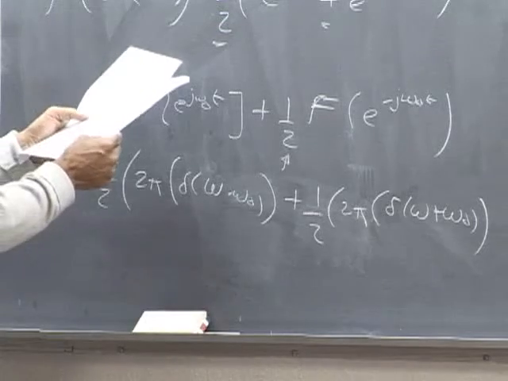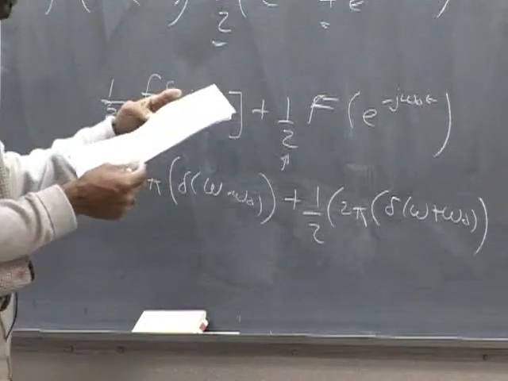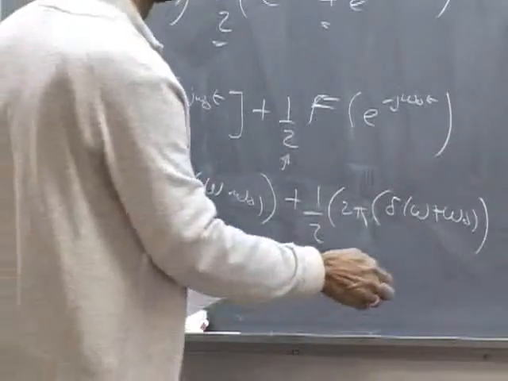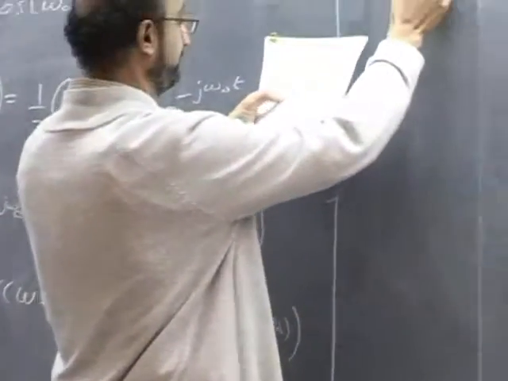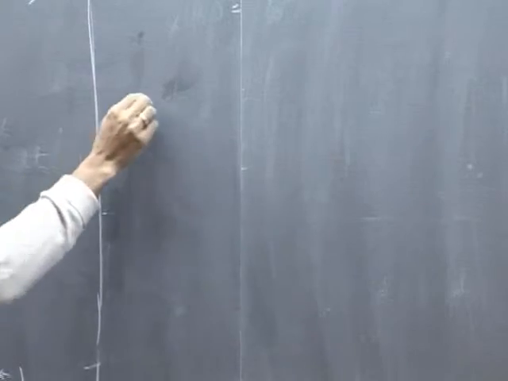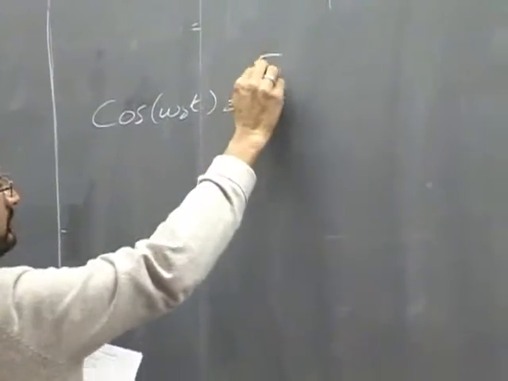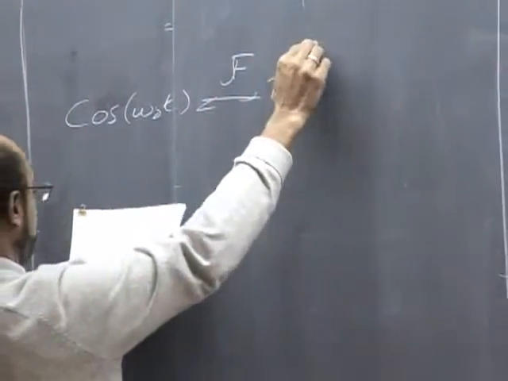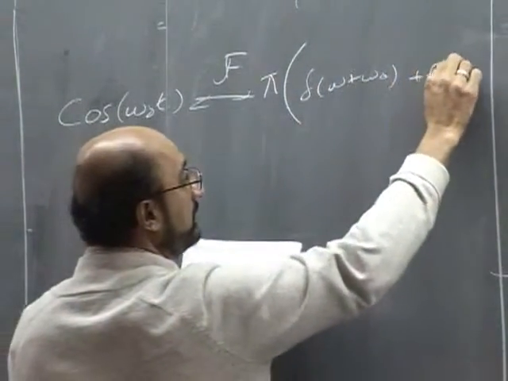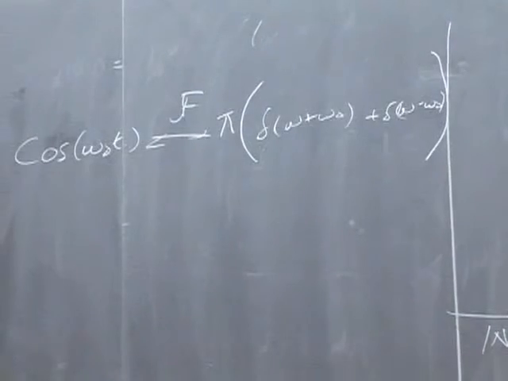Sorry, I'm looking at the wrong one. And so we're going to get over here cos omega naught t, whose Fourier transform corresponds to pi times delta omega plus omega naught plus delta omega minus omega naught. Okay, and this is just from this over here.